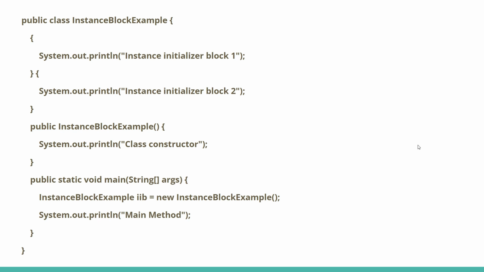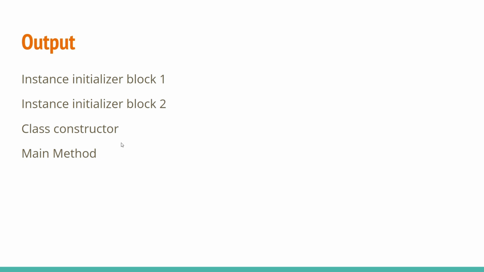The order in which this code will be executed is: first we should get instance initializer block 1, then block 2, then the constructor, and last it will be the main method. So this is how the output of that code will look like.